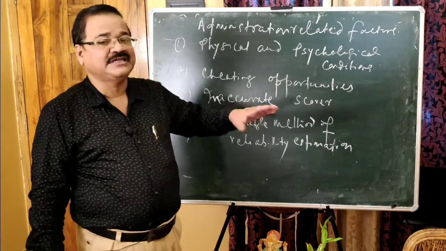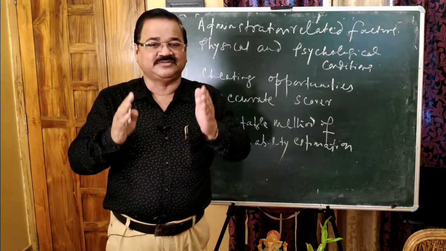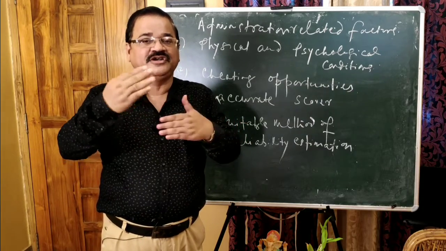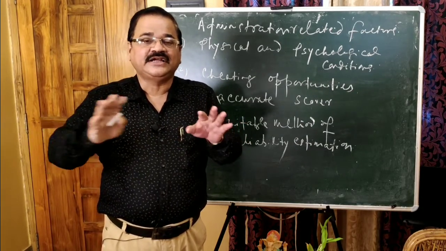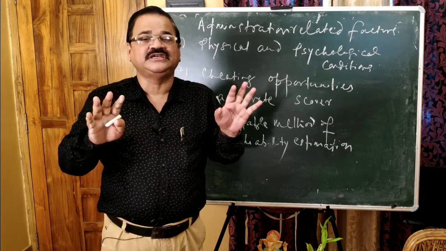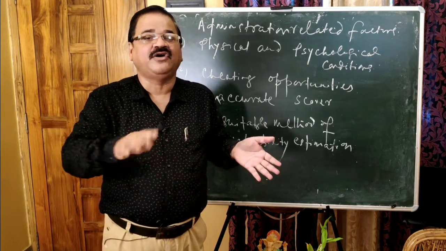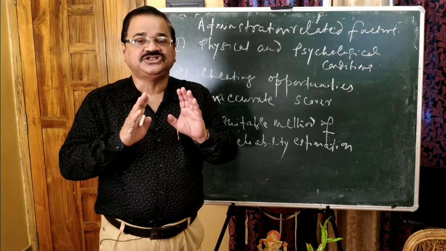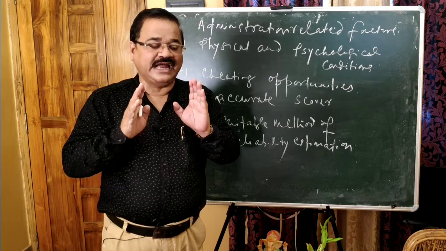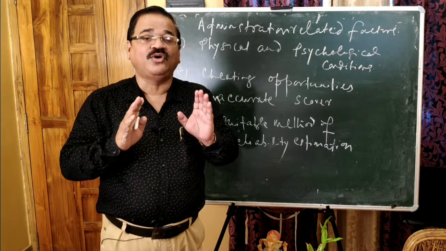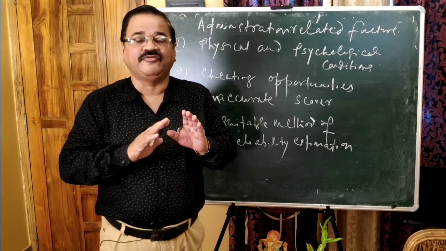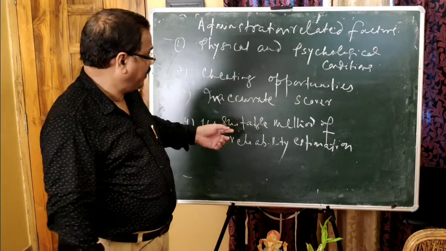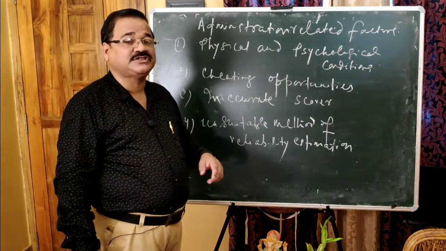So here, in reliability assessment, when one test is administered and after some interval a second test is administered, there should not be any cheating opportunity either in the first test or in the second test. It should be free from all types of cheating. Students should write answers of their own without getting any kind of help from any quarters. That should be. Then the third one is inaccurate scorers.